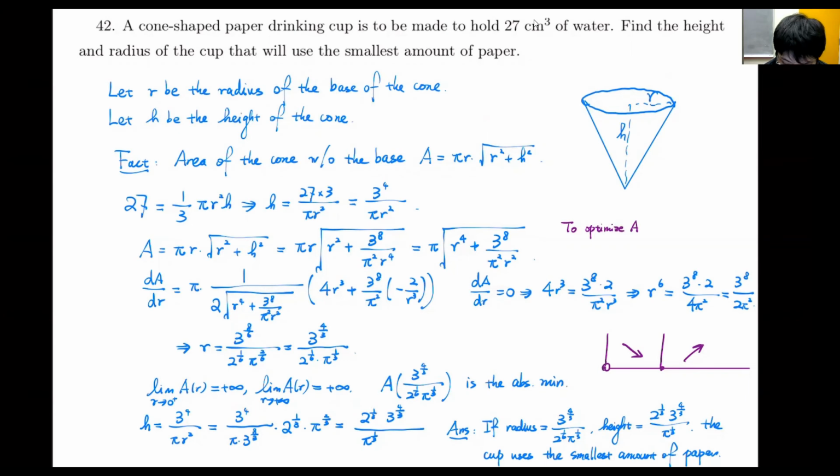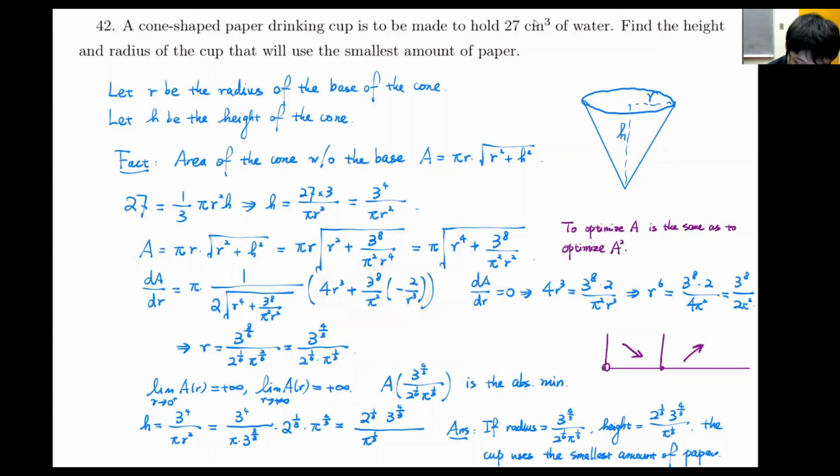A for this problem is the same as optimizing A squared. This can also be seen from here, because we are optimizing A, and we find that the most important thing is really the inner function, the derivative of the inner function.